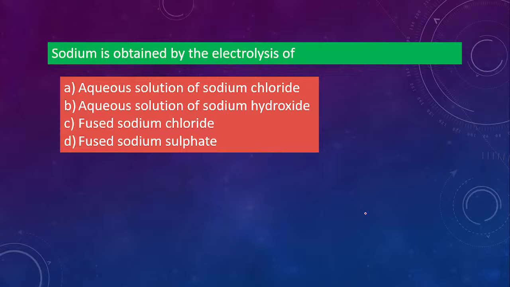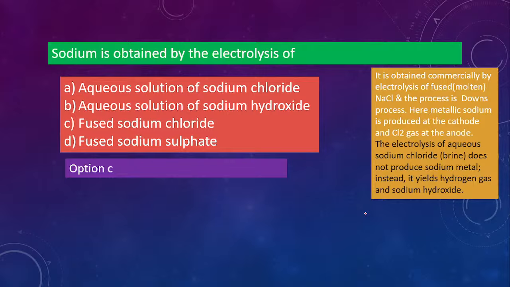Okay, let's see the answer. It is C, not D. Fused one is correct. It cannot be aqueous solution. It is fused sodium chloride, not sodium sulfate, because we are doing electrolysis of sodium. So we will use fused sodium chloride. It is obtained commercially by electrolysis of fused molten sodium chloride, and this process is known as Downs process. Remember this, the process of extraction of sodium is called Downs process.